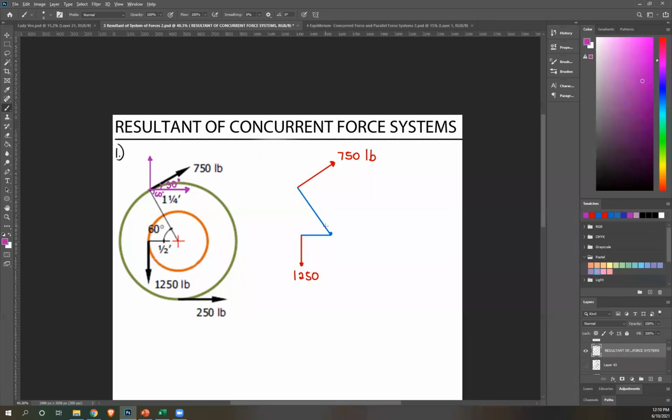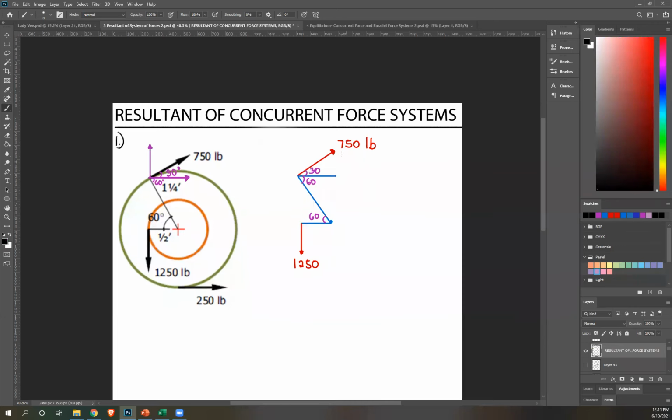And then we know this is 60. Okay. And then therefore this is also 60. And then these two are tangential, so this is 30. Okay, and then we have another force here. We won't draw that yet. Okay. So now we can solve for summation of forces X or Rx.